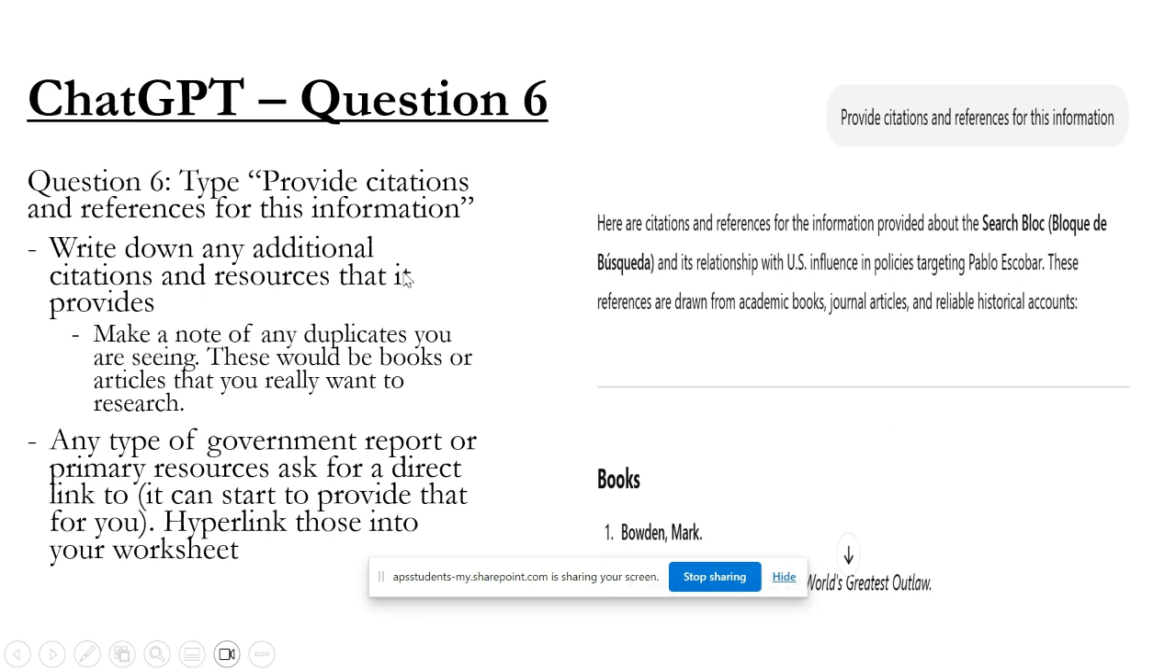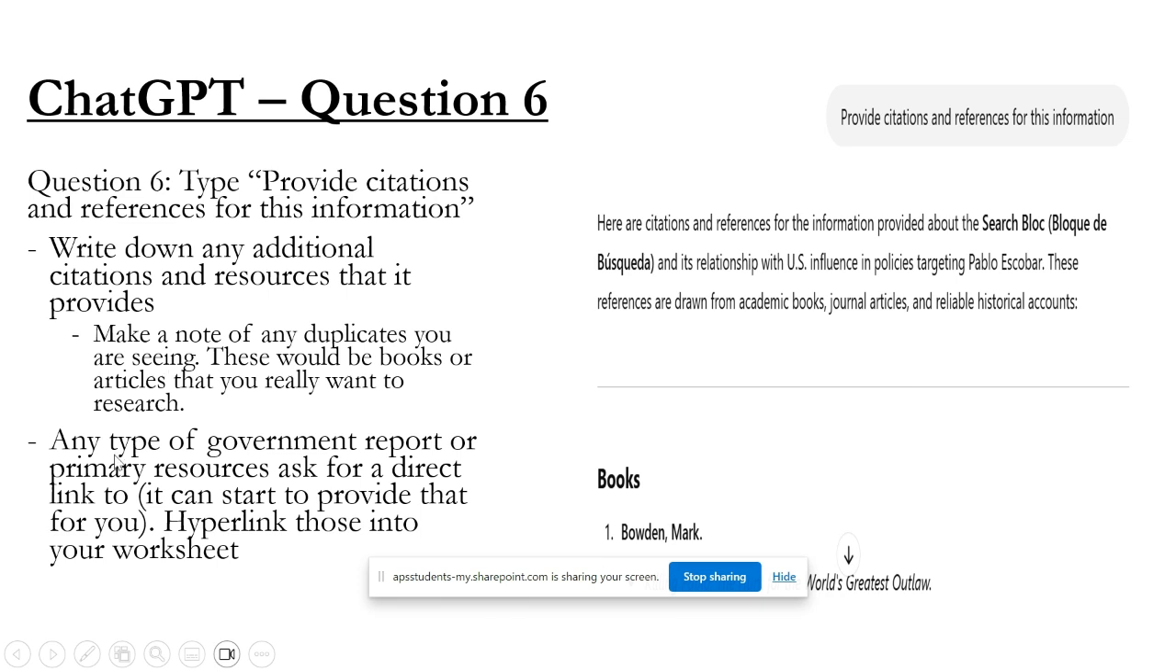Now, one thing you want to notice is any duplicates that you saw from the historiography and then from the references on this stuff. The duplicates that you're going to be seeing are probably going to be the books and articles that you're going to want to prioritize in researching.